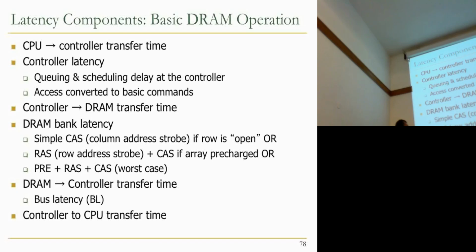Later, the DRAM needs to transfer back to the controller the entire cache block, which takes some time. It depends on the width of the on-chip buses and frequency, as well as the bus latency. This is the DRAM to controller transfer time, so this takes place over the bus and depends on the bus width. And later, the controller needs to transfer back to the CPU all the data that it's gotten. So this takes a long time, and we'll look at how to reduce some of its components.